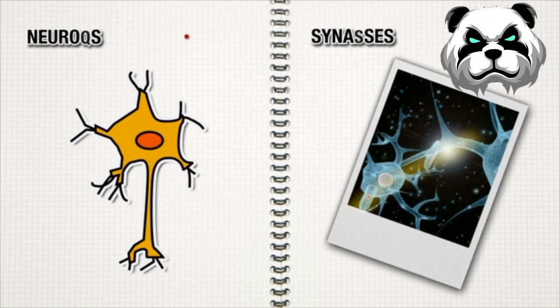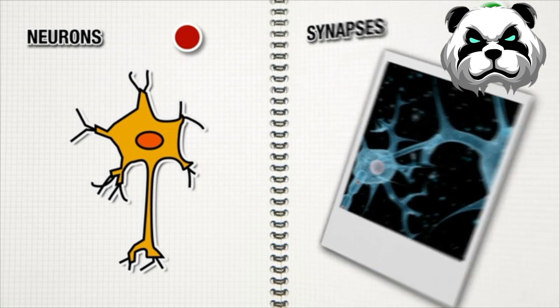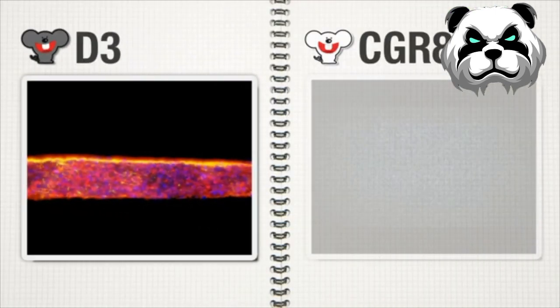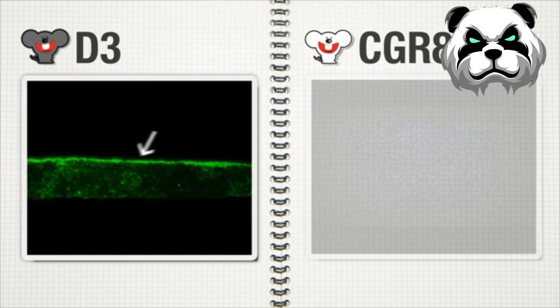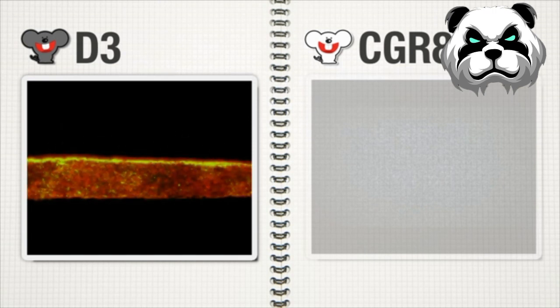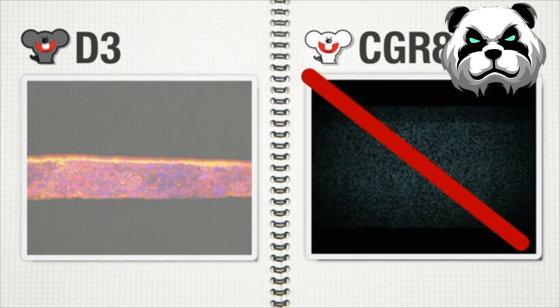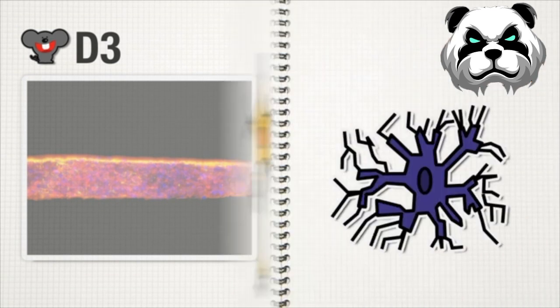The tissues were tested for the presence of synapses. It was found that in the D3 tissue, there were synapses near the surface with the air where previously the axons agglomerate was found. In contrast, there were no synapses in the CGR8 tissue.